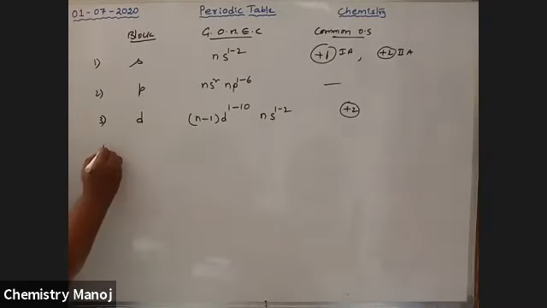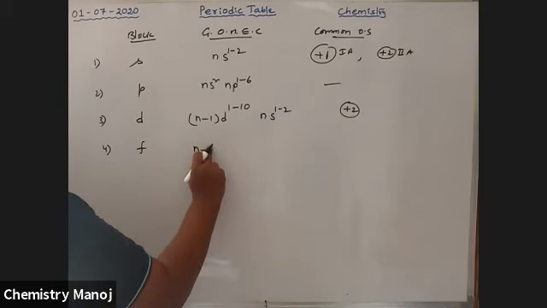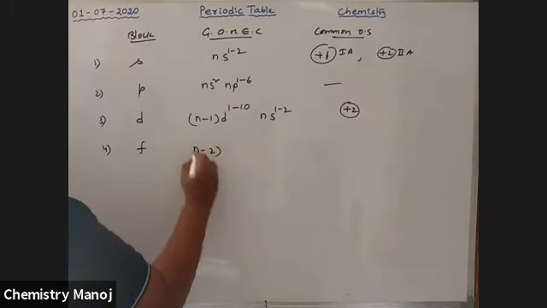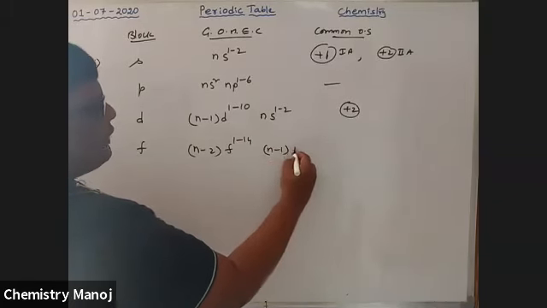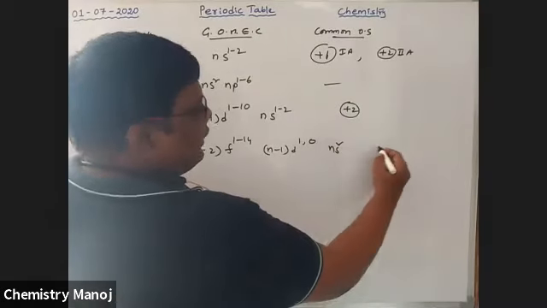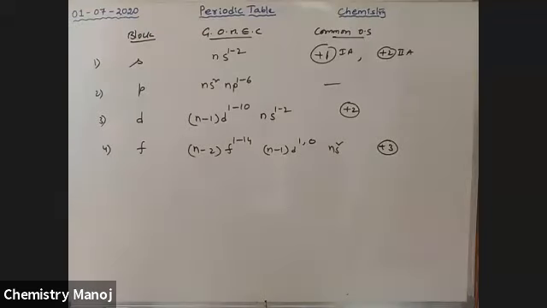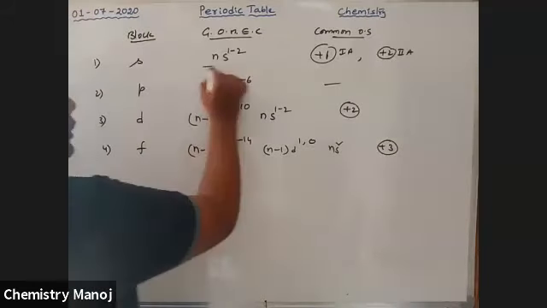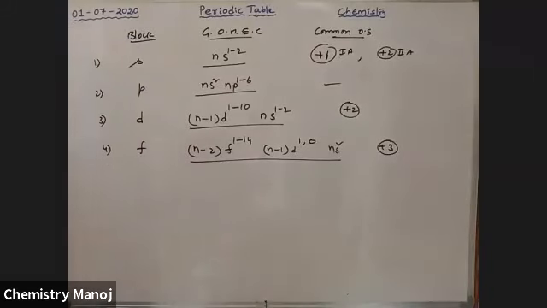Next, F block elements. It is (n-2)f1 to 14 (n-1)d1 or 0 ns2. Here +3 is the common oxidation state. You should learn these electronic configurations by heart, my dear boys. Most of the cases are asked here. Okay, this is all about your blocks.